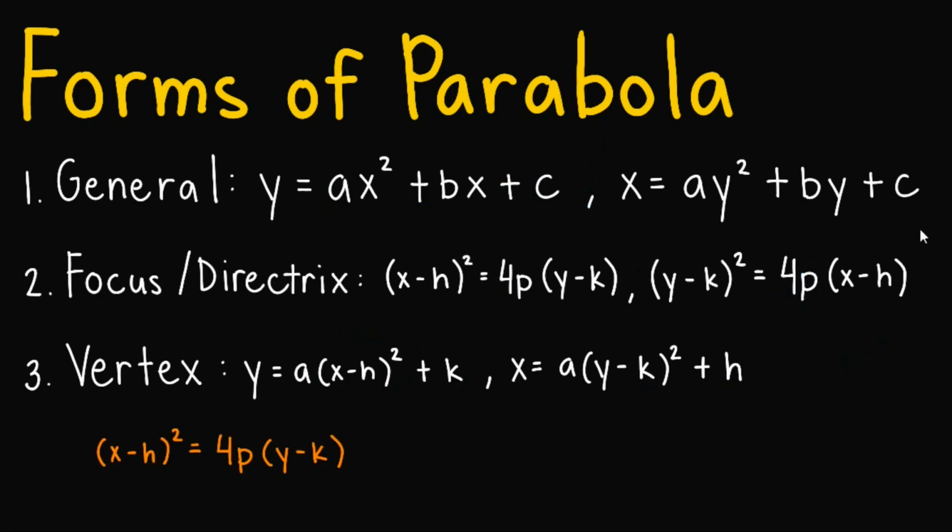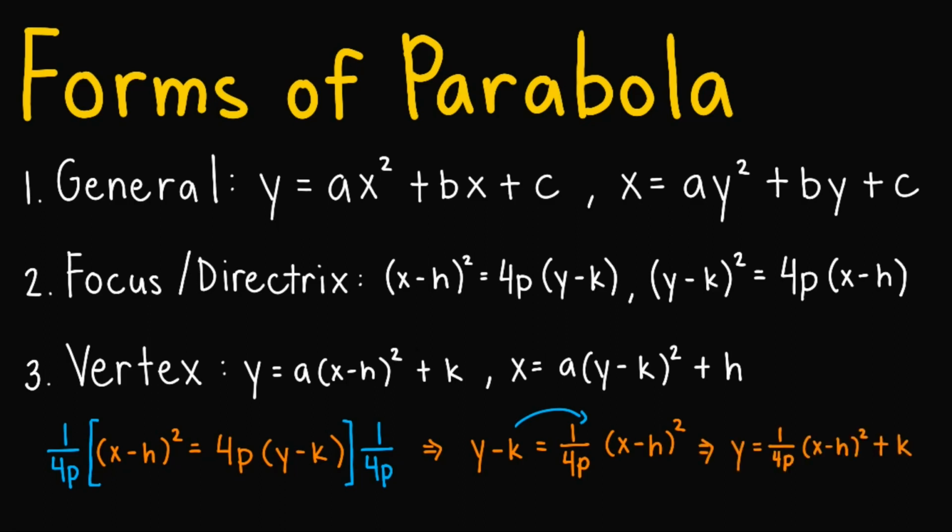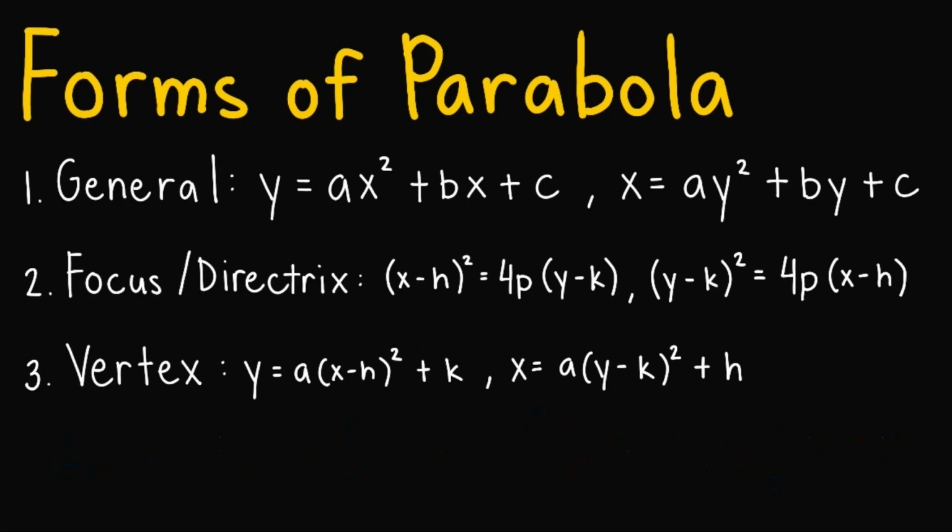So I use this one. In here, we can divide by 4p on both sides to get y minus k equals 1 over 4p times x minus h squared. Then we just move negative k to the right to obtain this. Now in here, take note that 1 over 4p is just a constant, so we could replace it with a. And so given this, we have already derived this form. To derive the other, you just use the other form of the focus or directrix form. So that is the vertex form of a parabola.